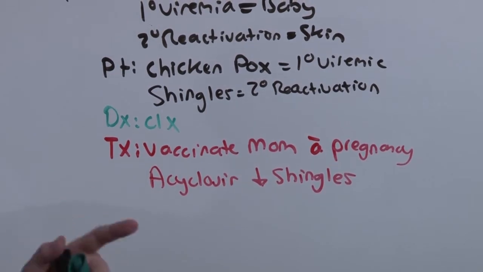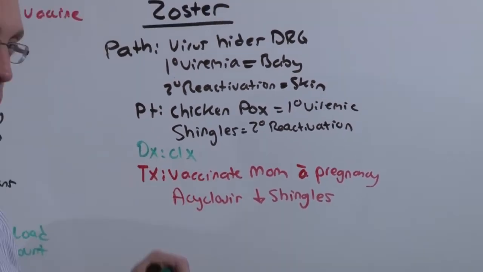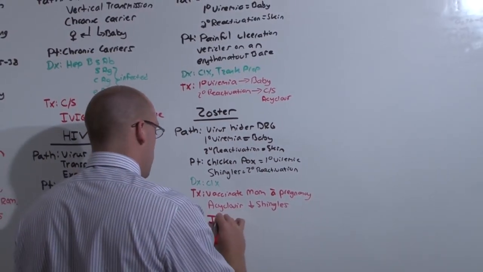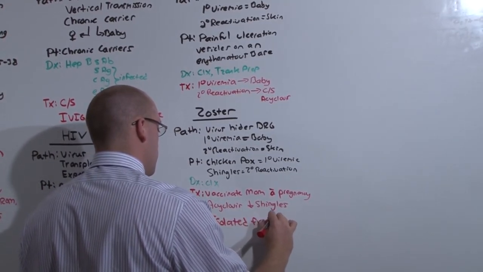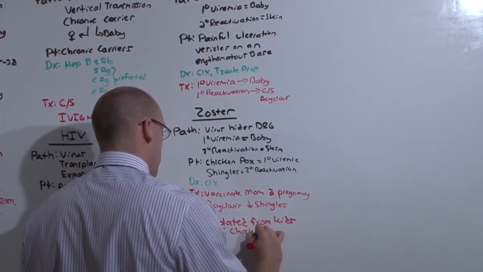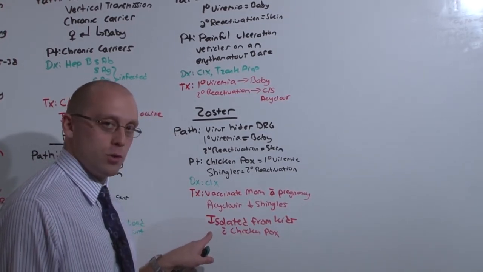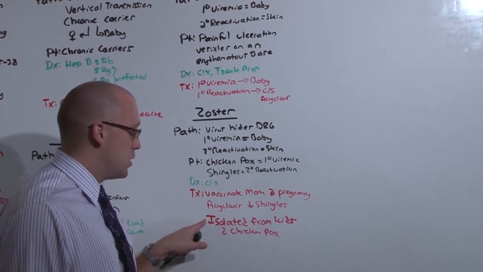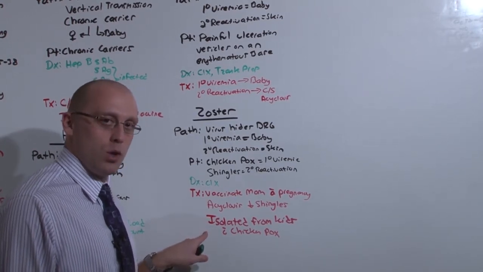But here should be your primary takeaway from zoster. If mom has never had chickenpox and never got vaccinated and is now pregnant, she needs to be isolated from all children who could have chickenpox. That means she may have to be isolated from her own children if they do not have chickenpox or have not been vaccinated as of yet. This is going to be a great test question because that's such an extreme measure to take, but it's the right one to do.